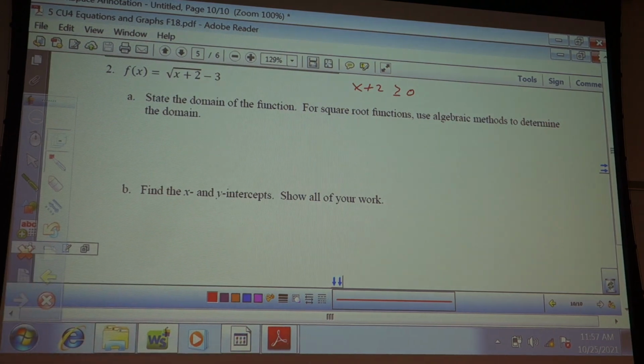So let's figure out what that means for our domain. If x plus 2 has to be greater than or equal to 0, solve for x. X has to be what? Everybody do it.